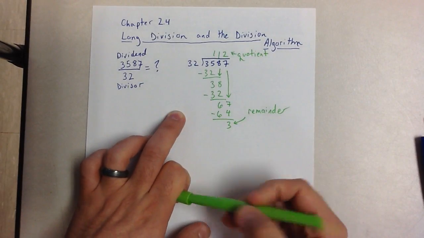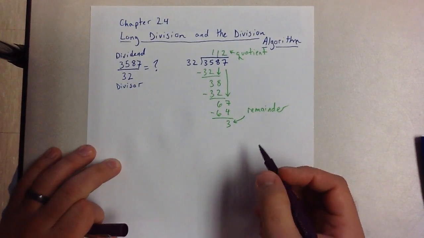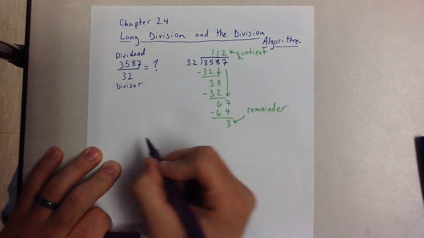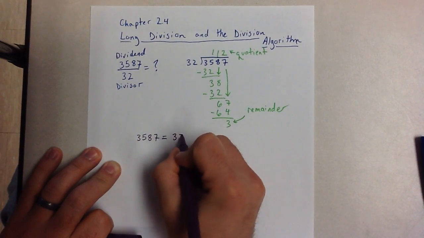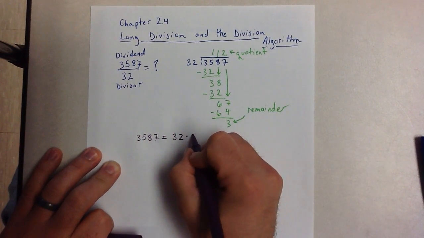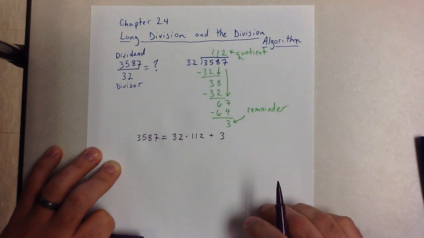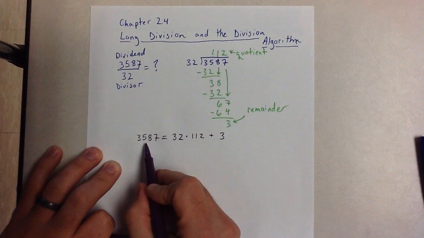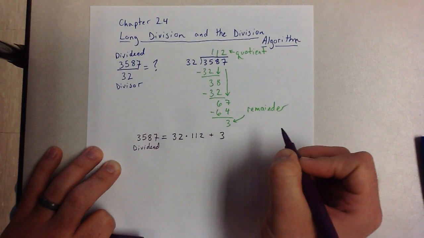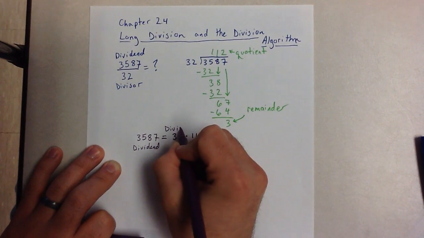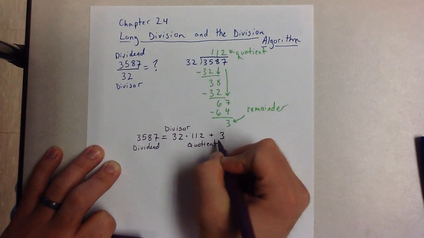And what we can do with these four values is we can write what's called the summary of an algorithm. So how we would do this is, say, 3,587 equals our divisor multiplied by the quotient, and we have a remainder of 3. So, again, we have the dividend, we have the divisor, and we have quotient and remainder.